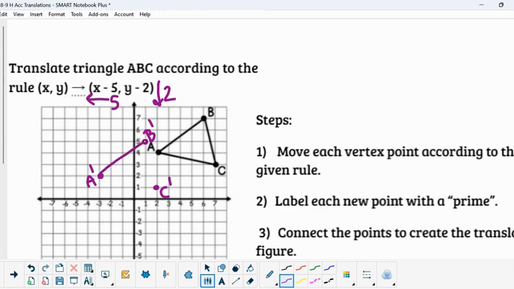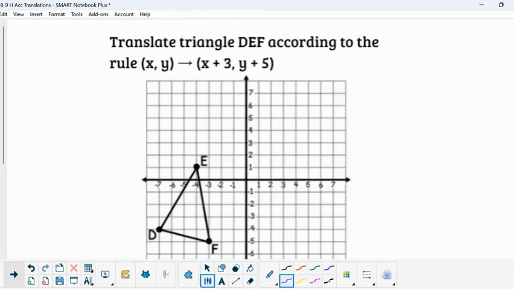neat. If you want to borrow a ruler today, you can. You want to make it nice and neat so it looks like the original. Like you just grabbed it, slid it, dropped it. And there it is. Labeling each point with a prime, connect them nice and neat. So nothing too tricky. Here's our next rule, x plus 3, y plus 5.